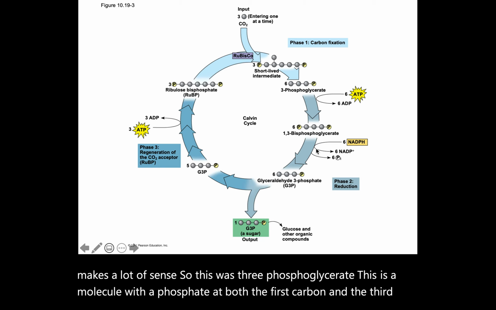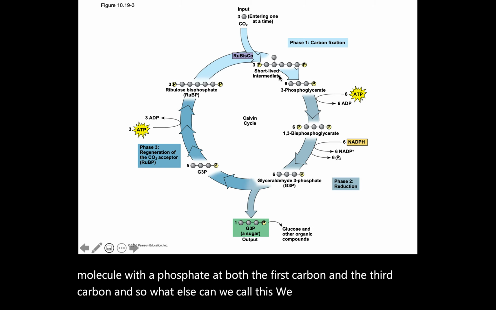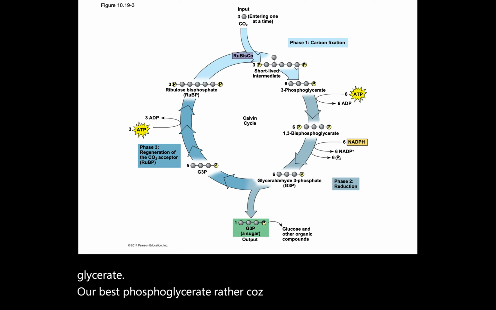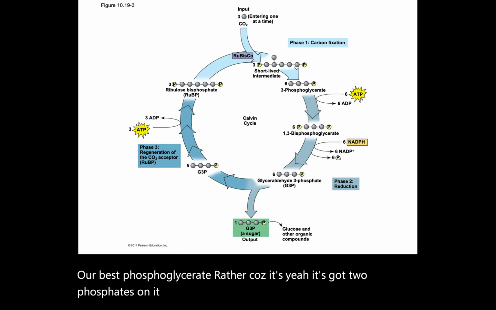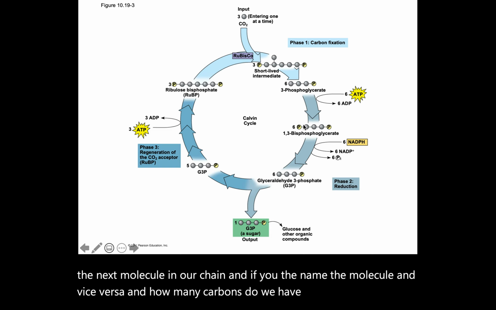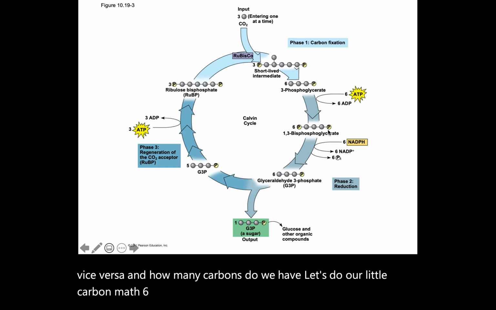And so what else can we call this? We don't really have a choice. It is 1 for this one and 3 for this one, bisphosphoglycerate, because it's got 2 phosphates on it. Yeah. So 1 and 3, bisphosphoglycerate. That's the next molecule in our chain. And if you know the name, you know the molecule, and vice versa. And how many carbons do we have? Let's do our little carbon math. 6 times 1, 2, 3. We're still at 18 carbons.